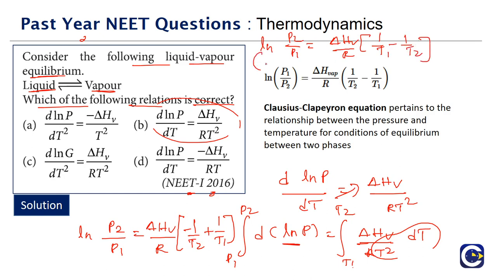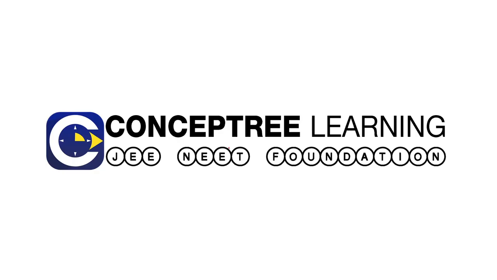We can also write in this manner: ln of P1 by P2 is equal to delta H evaporation by R into 1 by T2 minus 1 by T1, by just changing the sign. So this is a straight question on the differential form of the Clausius-Clapeyron equation. The correct answer for this is option B. By integrating this differential form, we will get the normal Clausius-Clapeyron equation that we will use while solving problems. So this is about the part 1 video, and we will see in the next part.